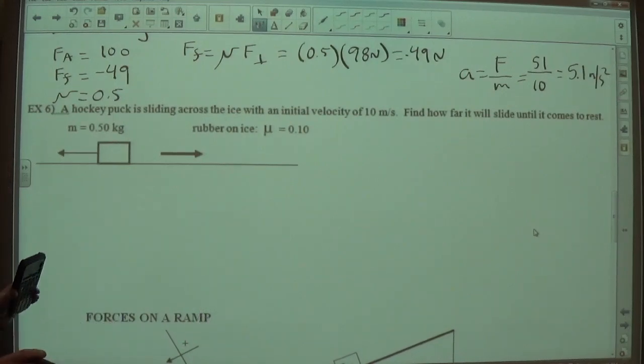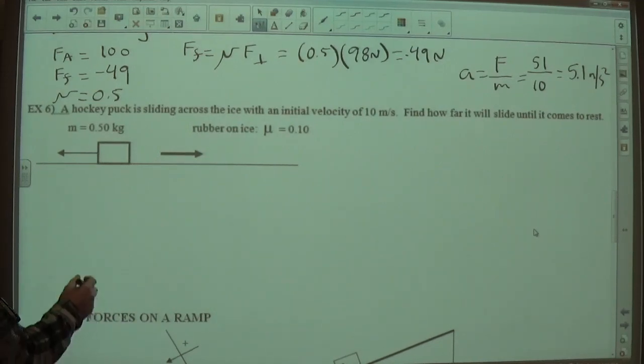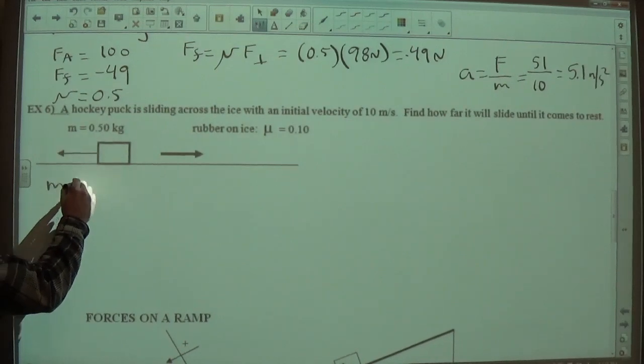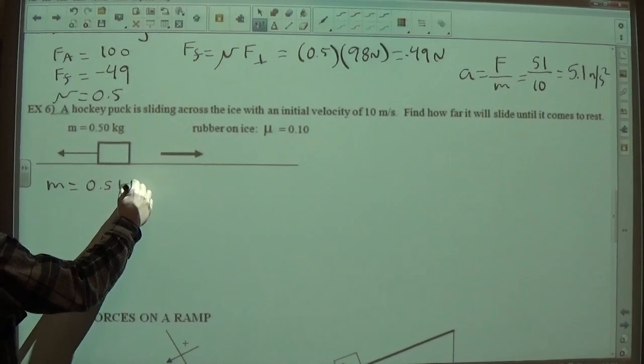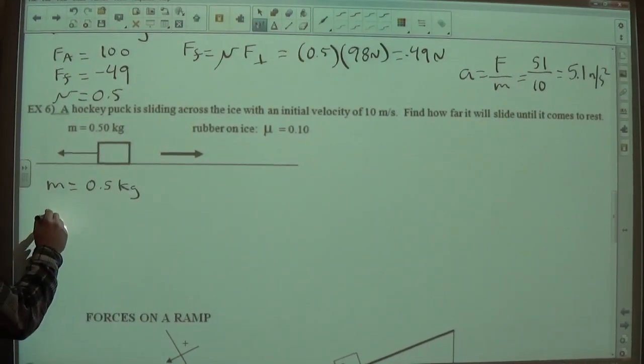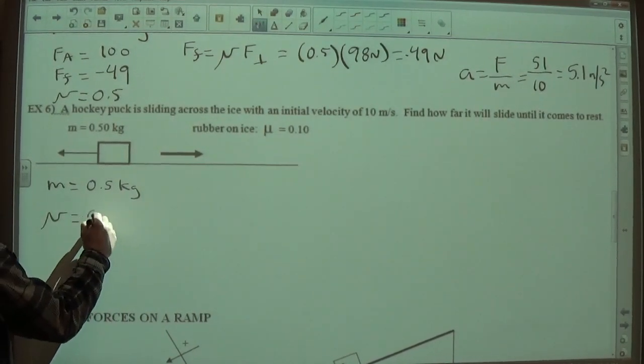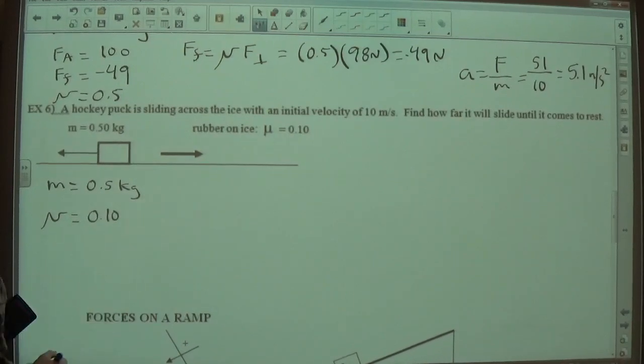So the fact that it's going 10 meters per second is great and fine, but what we really need to figure out is the acceleration. So let's see what they give us first. They tell us the mass is equal to 0.5 kilograms. And they tell us that mu is equal to 0.10. And we need to figure out the acceleration. In order to figure that out, we are going to need the force of friction and the mass. So we're going to need all of these.